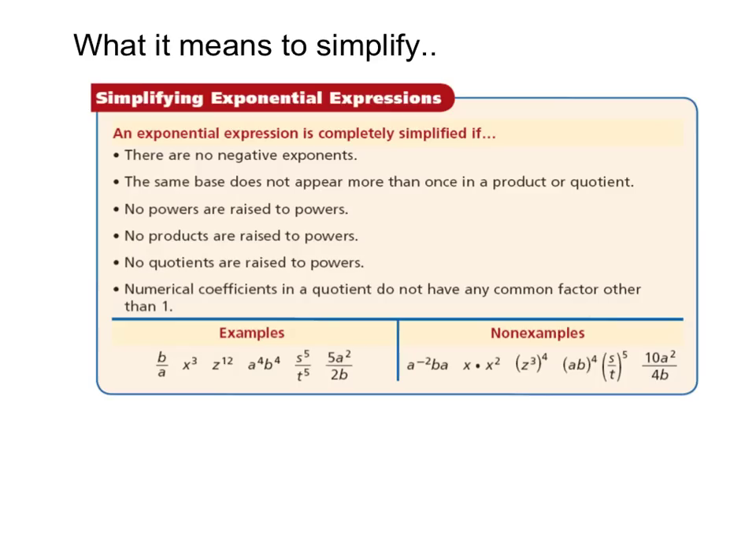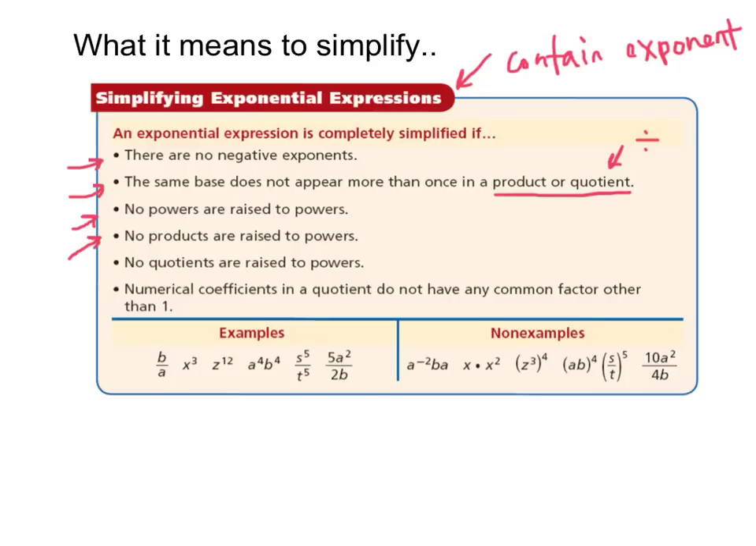First, what we want to do is touch a little bit on what it means to simplify. So when we're simplifying what we call exponential expressions, which are basically expressions that contain some type of exponent or power, we need to make sure that there's no negative exponents, that the same base does not appear more than once in either a product or a quotient. Remember, quotient is division. There are no powers raised to powers, so we can't have something that's raised to 2 different powers. No products that are raised to powers. No quotients raised to powers, and coefficients in a quotient do not have any common factors other than 1.